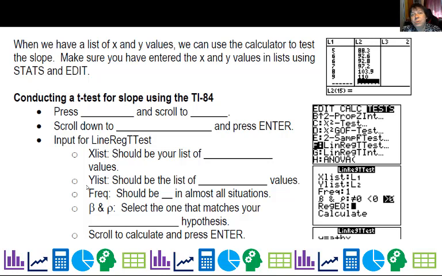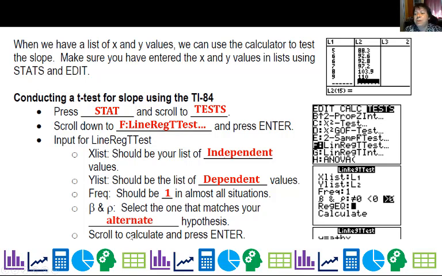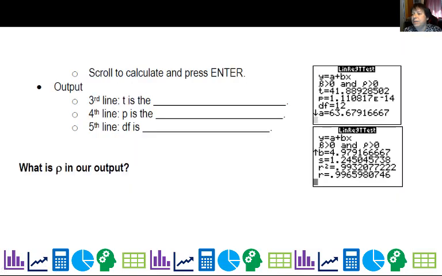Now, we can also do a t-test using a list of data. So just make sure you have your data entered in the list using stat edit like you've been doing all year long. Press stat and test to get to this menu, and then scroll down to LinRegTTest, which is linear regression t-test. X-list is your independent values. Y-list should be your dependent. Frequency should be 1 in almost all situations. And for beta and rho, select the one that matches your alternate hypothesis and then scroll to calculate and press enter.